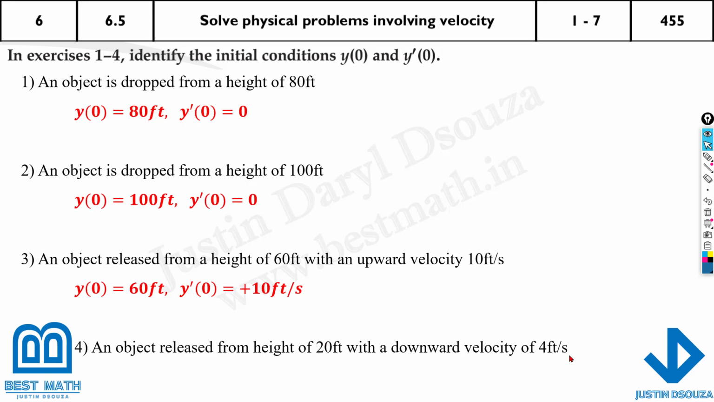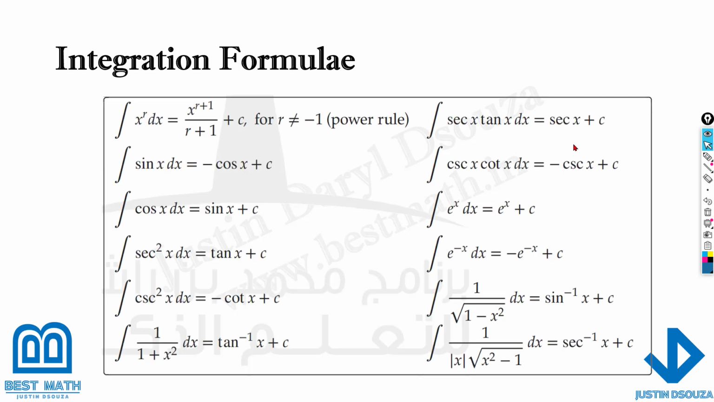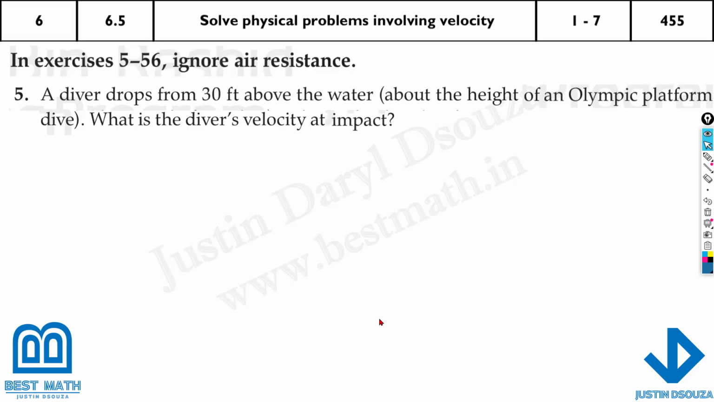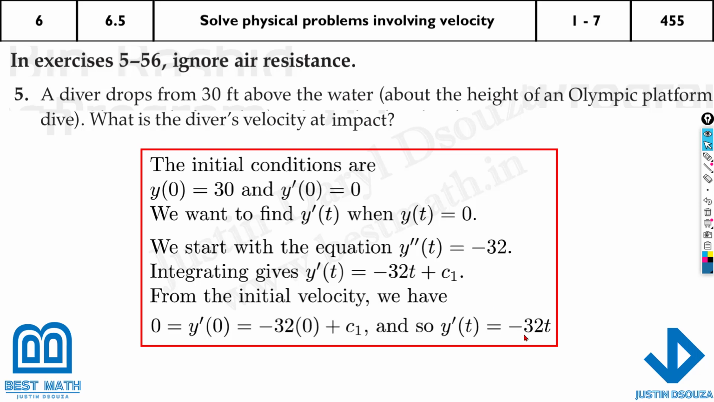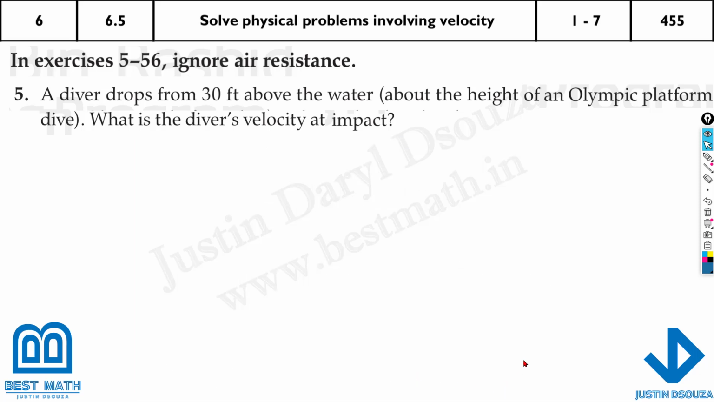And here it's 20, and downward velocity will be minus 4. So, okay, for the next part, you need to know these integration formulas. I hope you remember these. So we just did this a while ago. So this is the answer. You can see it's minus 32. That's the acceleration due to gravity in terms of feet per second squared. And then you can solve it up. The answer is minus 43.8 feet per second.